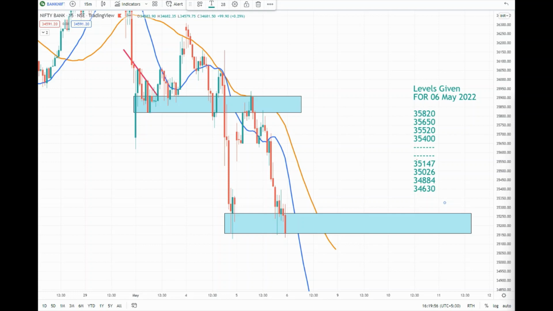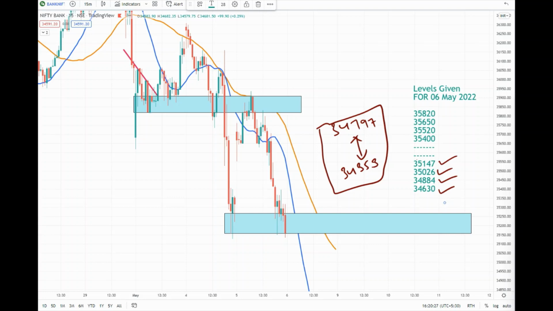Let us now move to Bank Nifty. 34,797 on the upside was the intraday high, and 34,353 is the intraday low. So this is the range within which Bank Nifty moved. The levels 35,147, 35,026 and 884 were met in the gap down itself, and post gap down 630 was also met. So all the levels on the downside were reached.